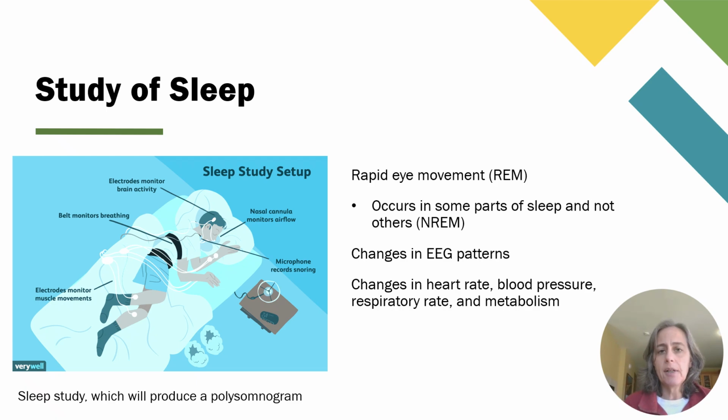So that's one of the things that we have looked at to understand what is happening while we are asleep. The other is changes in EEG patterns, and we're going to talk about EEGs in a minute. But then we also look at changes in heart rate and blood pressure, respiratory rate, your metabolism. So if you, or someone you know or love, ever gets a sleep study, that will produce what's called a polysomnogram, where we look at all of this data together to get a picture of the different things that are happening in the body. So the study of sleep is fascinating.